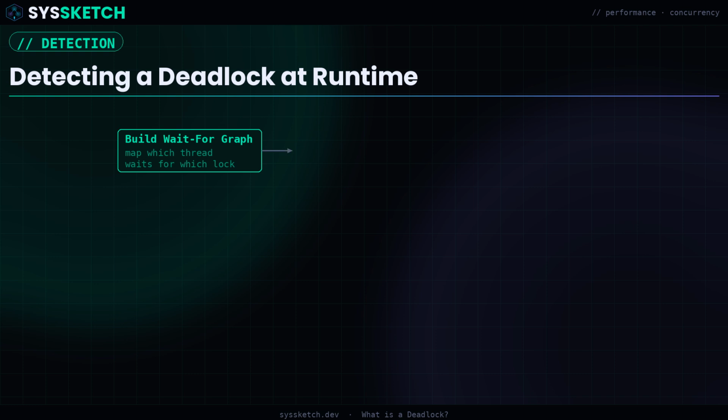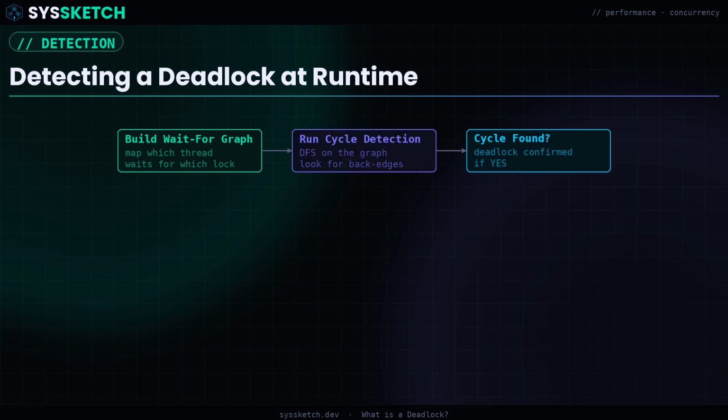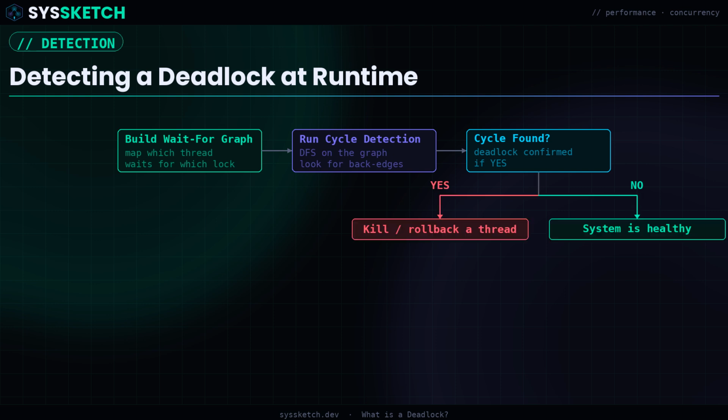When a deadlock happens in a running system, how does the runtime detect it? The process has 3 steps. First, build a wait-for graph by mapping which threads are waiting for which locks. Second, run cycle detection on that graph, typically a depth-first search looking for back edges. Third, if a cycle is found, the deadlock is confirmed and the system kills or rolls back one of the stuck threads to break the cycle. If no cycle is found, the system is healthy.